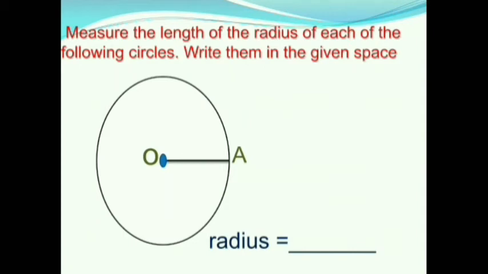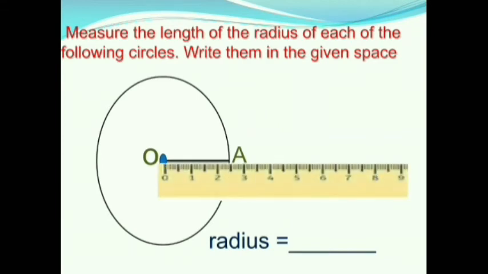Children, now we will measure the radius of a circle. First, we have this circle. To measure the radius, we should keep a scale on the radius such that the 0 centimeter line lies on the center of the circle. Then we should find the length at which the radius joins the circumference. Yes, it is 2.4 centimeter. Therefore, the radius of the circle is 2.4 centimeter.